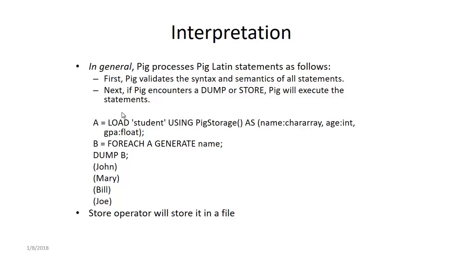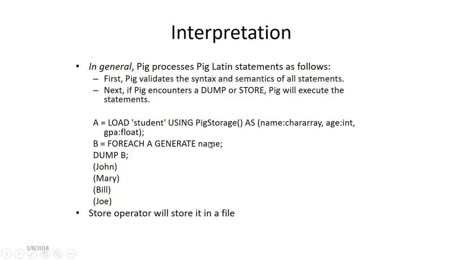Now you can see the second relation, B equals to foreach A. I told you all the relations are interdependent, so B is dependent on A. In the first relation we loaded the file into A. Now in the second relation, for each record in A, generate name.